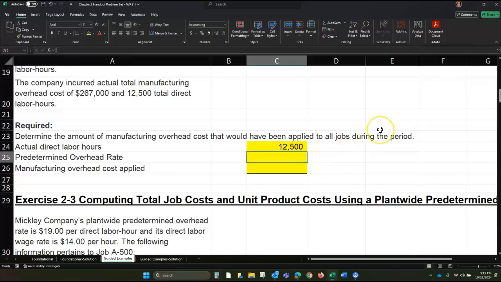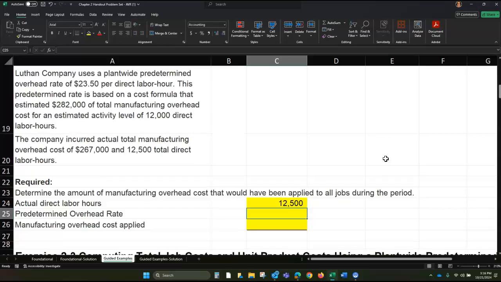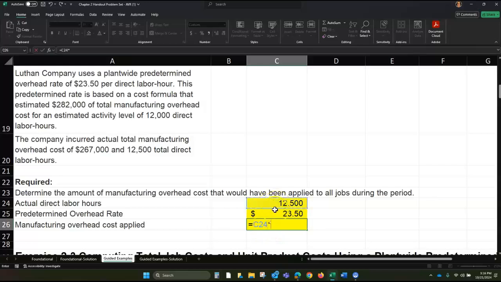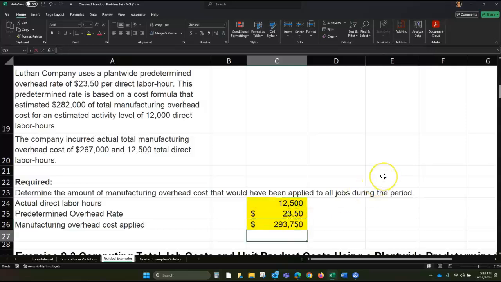We estimated everything based on 12,000, but we actually had 12,500. The predetermined overhead rate was $23.50, which means the amount of manufacturing overhead cost applied to all jobs was the actual number of hours times that predetermined overhead rate, or $293,750.